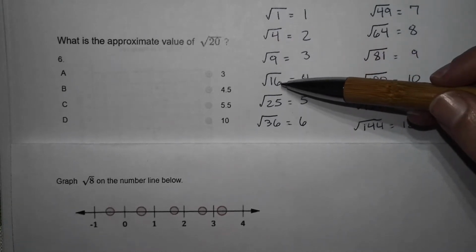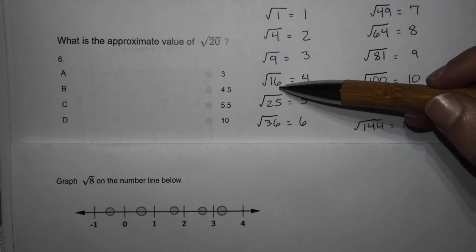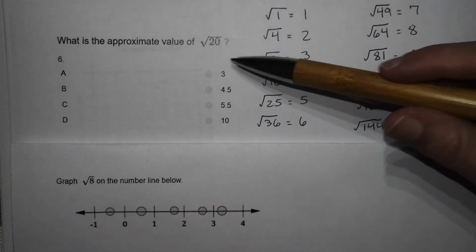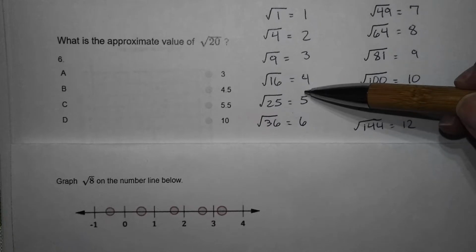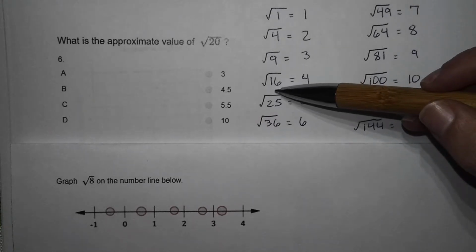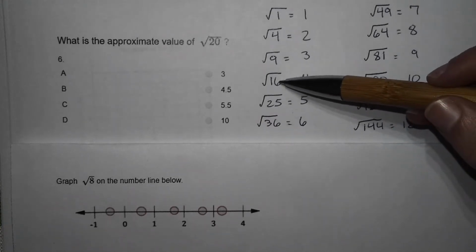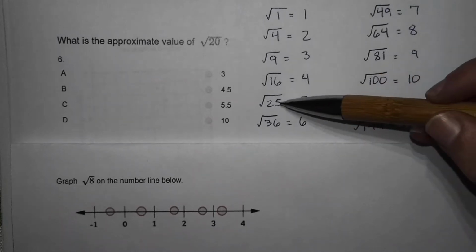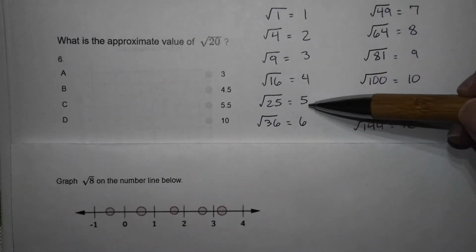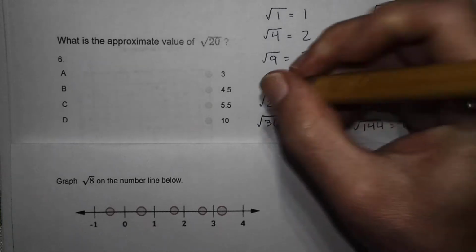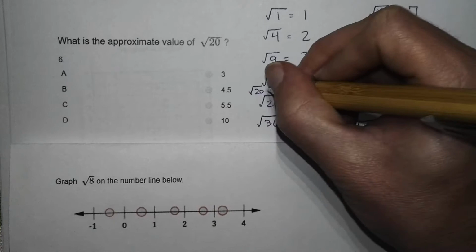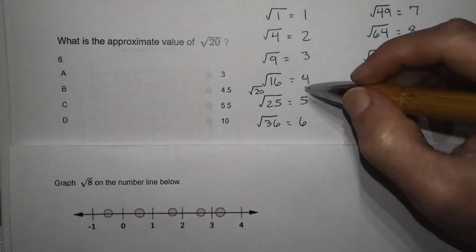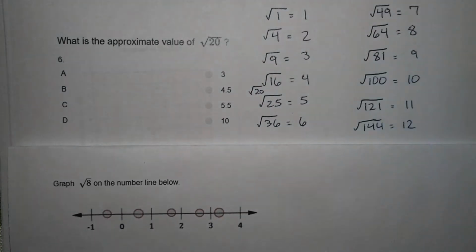Okay. If I were to just count, at this point I go, well, here's 16, here's 25. I believe that 20 goes between these two. And it does, which basically means that the square root of 20 is somewhere between the square root of 16, which is 4, and the square root of 25, which is 5. So if I were to squeeze this in here, the square root of 20 is somewhere between these two numbers, which means it is somewhere between 4 and 5.